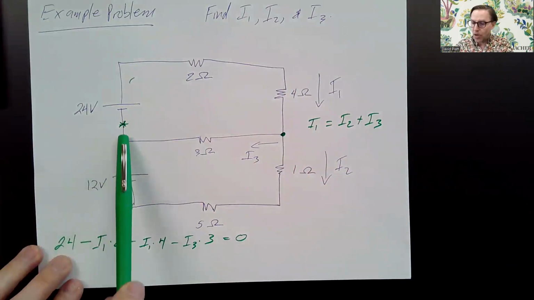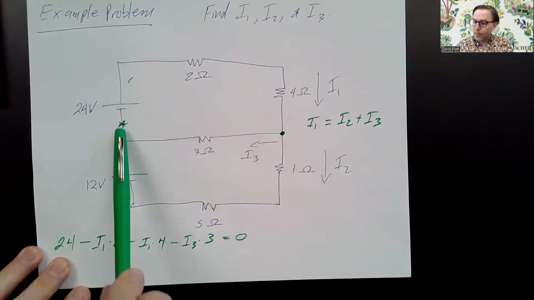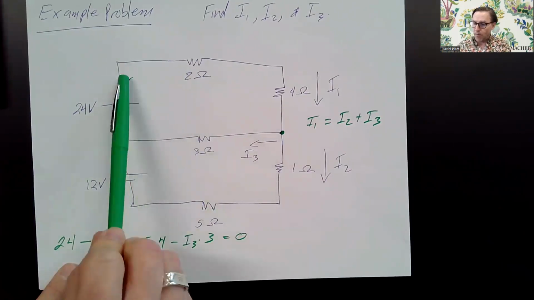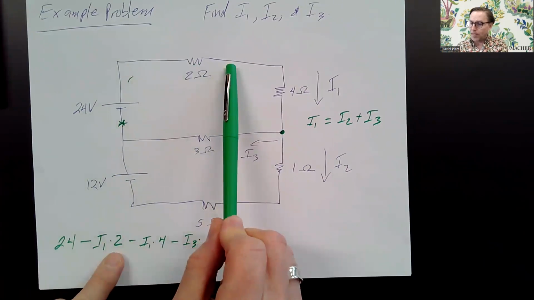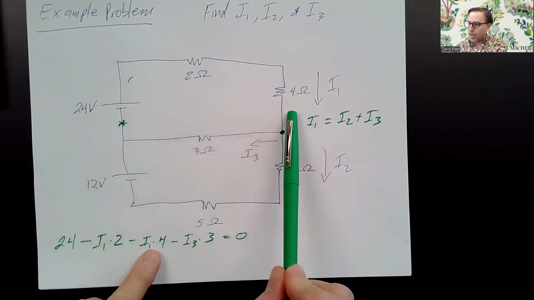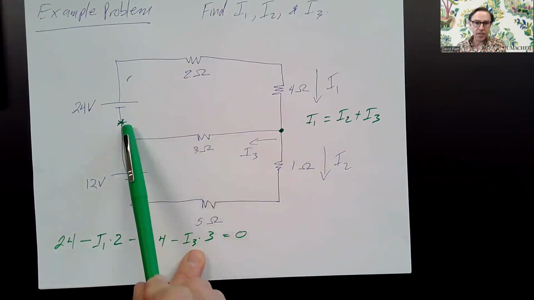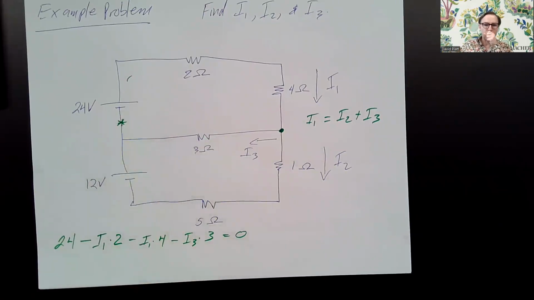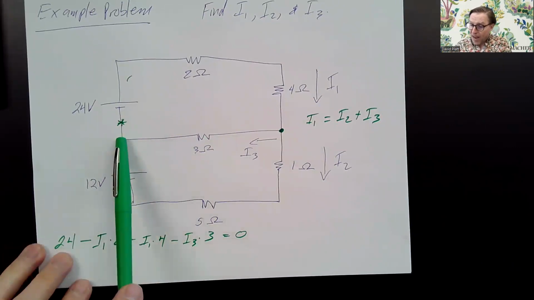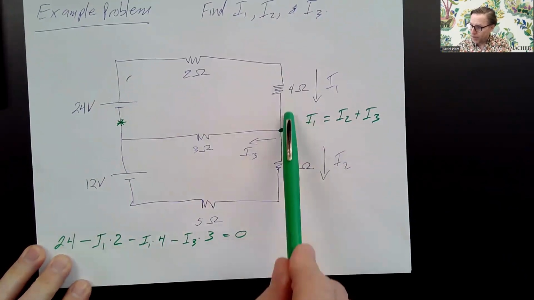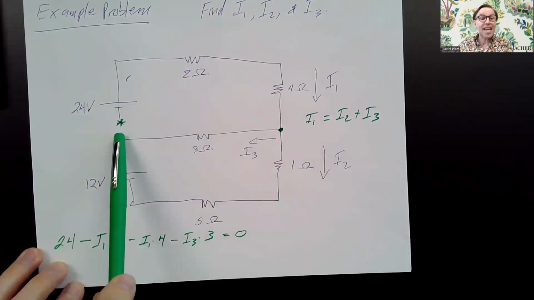That is the Kirchhoff's loop rule for the top loop. 24 minus I1 times 2 minus I1 times 4 minus I3 times 3, get back where I started, equals 0. So the top loop, or I could have gone this way. See how this current goes down? So I could have done the outer loop.